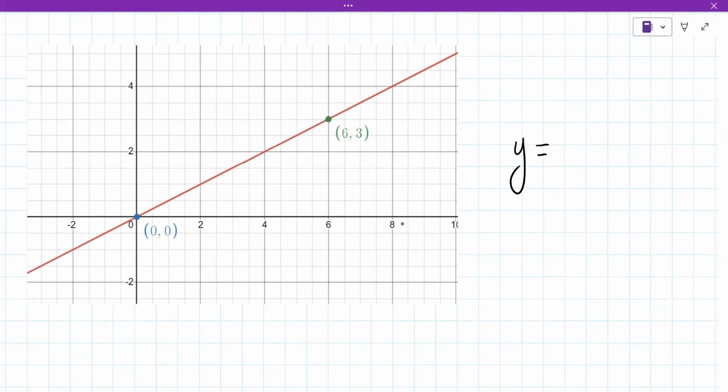So you're going over by 6. But you have to go up or down first. Up or down first, meaning like, up 3. Okay, that's the top number. And then over 6. So right 6. What does this reduce to?